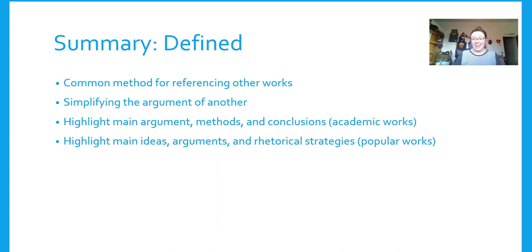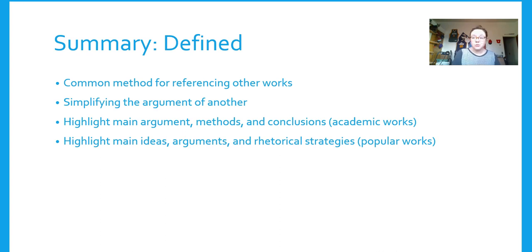All right, summary. So what is it? You'll recall that we have talked about borrowing from the works of others and why that's important. And we did so previously by talking about how we can include direct quotes. Now, there are other ways in which we can include the words and the works of others in our own original pieces. And writing a summary is one way to do that. Now, it's a common method for referencing other works, and really what you're doing with a summary is you are taking an entire text or oftentimes a much longer piece, and you are simplifying the argument of another.